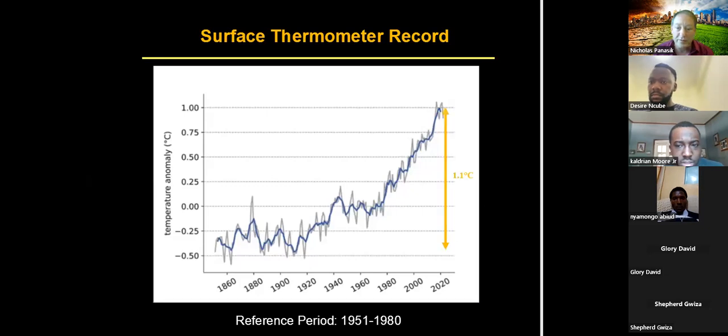The other thing you should be familiar with, if you look at this graph, you should know this number. The temperature anomaly that we're seeing now in 2023 is about 1.1 degrees Celsius higher relative to the 1850s, so the mid to late 19th century.